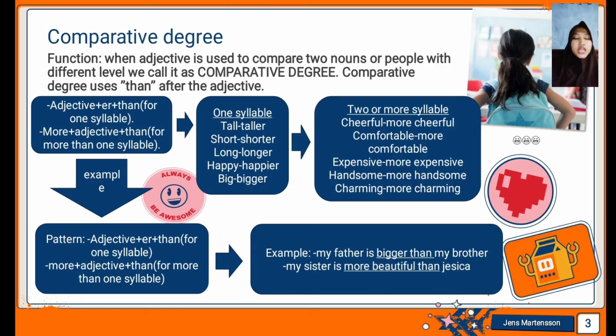The example is, my father is bigger than my brother. And for more plus adjective plus than for more than one syllable, the example is, my sister is more beautiful than Jessica.